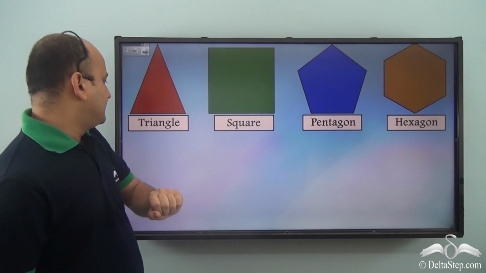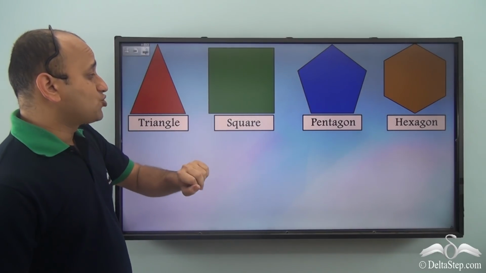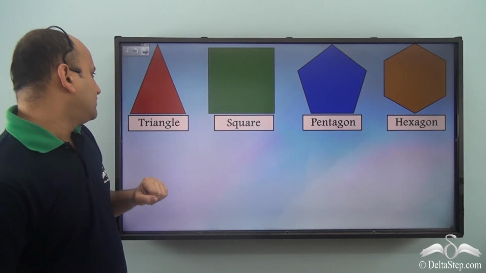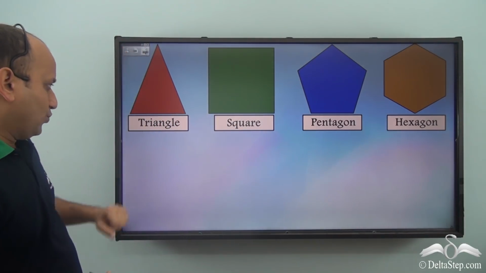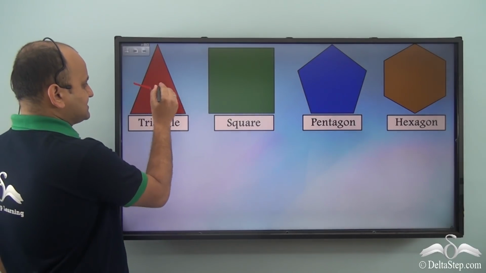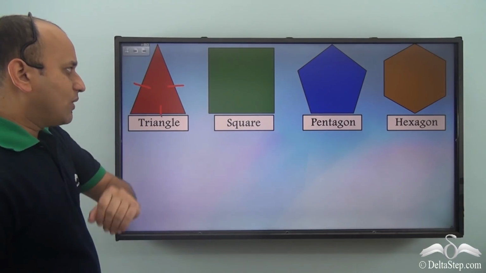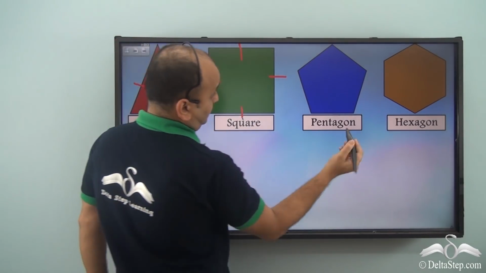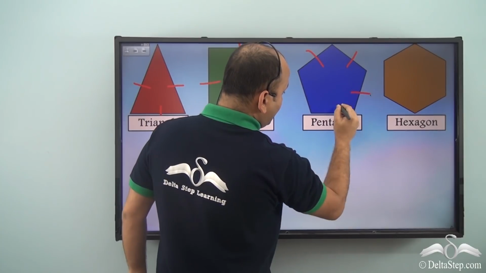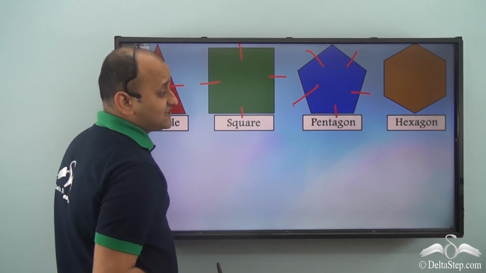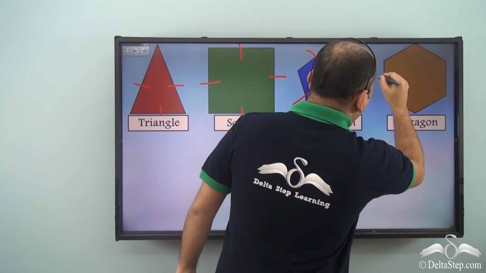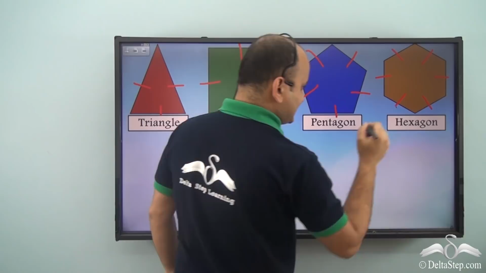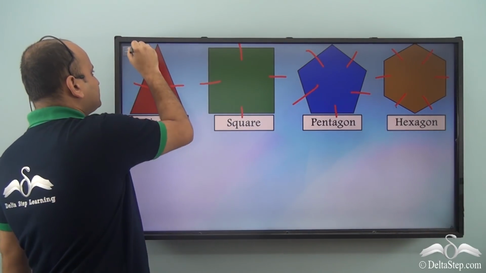So what do we have here? We have a triangle, we have a square, we have a pentagon and we have a hexagon. Now what do you know about a triangle? Well, a triangle has three sides, isn't it? And a square, it has four sides. And a pentagon, it has 1, 2, 3, 4 and 5 sides. What about a hexagon? 1, 2, 3, 4, 5 and 6. So it has 6 sides.